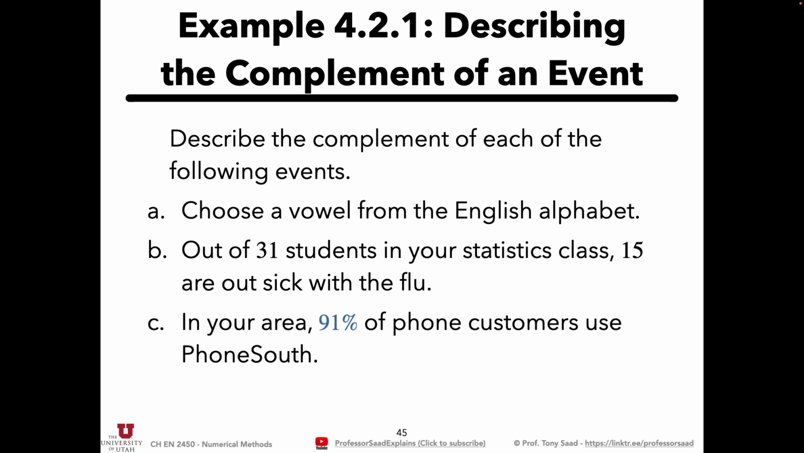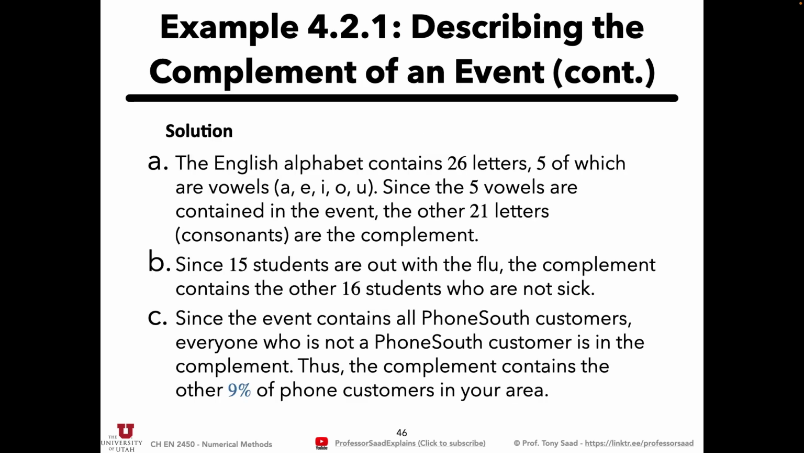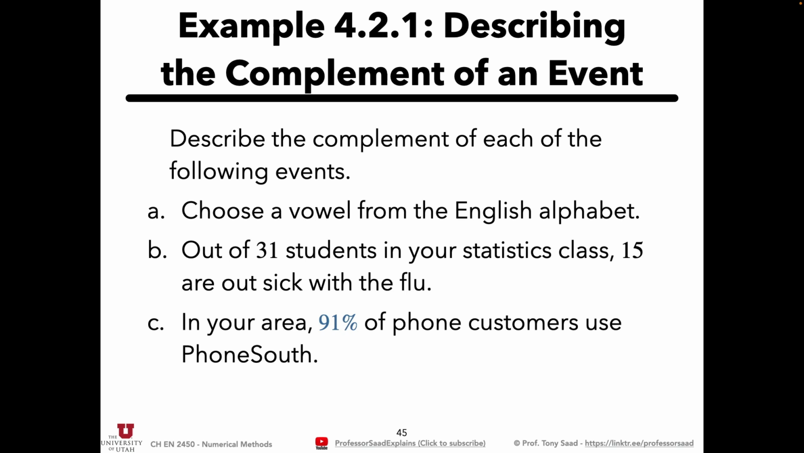Choose a vowel from the English alphabet. So what are the vowels? We have five: A, E, I, O, U. Since five vowels are contained in the event, the other 21 letters, the consonants, are the complement. So it's what's not in your event, right? You probably know this.